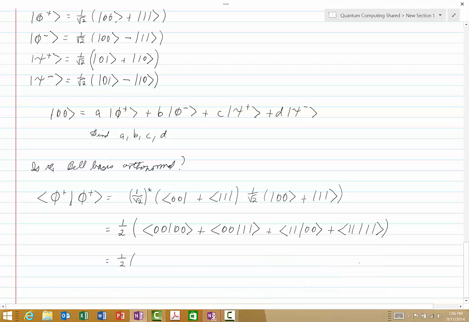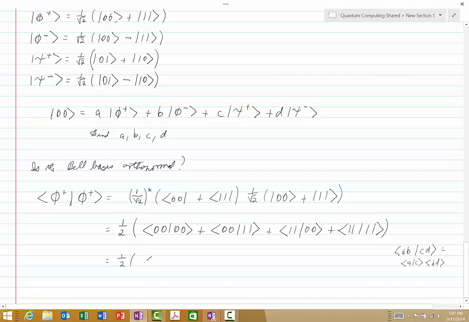When you look in your book, you'll see the following. If you have AB inner product CD, this is equal to the inner product of A with C multiplied by the inner product of B with D. In other words, you take the inner product of the states corresponding to the first electron and multiply that by the inner product of the states corresponding to the second electron.